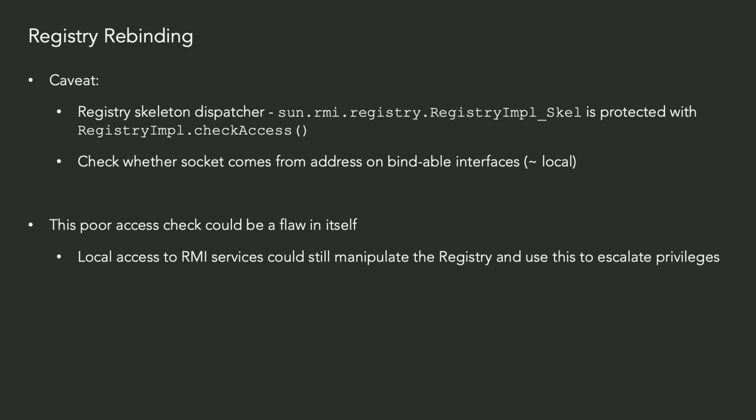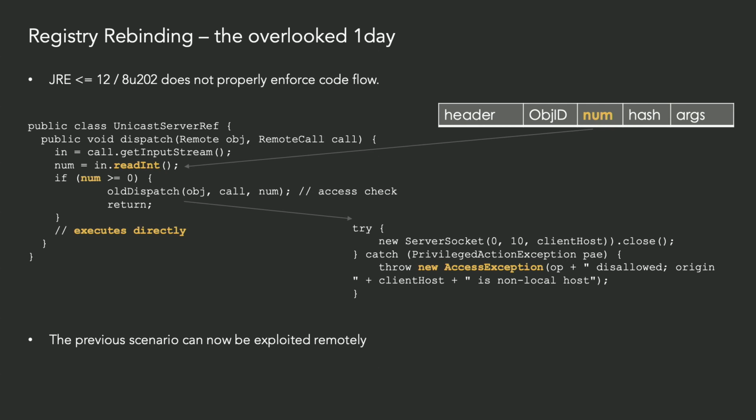But there's one thing: the dispatcher, which stands between the registry and the method call, has a protection that will only limit incoming socket connections to the bindable interface, which means local. This poor architecture could already be a flaw, because if one can have a local connection, it can be used to, for example, escalate privilege. But there are also some one-days and features that can help us with this.